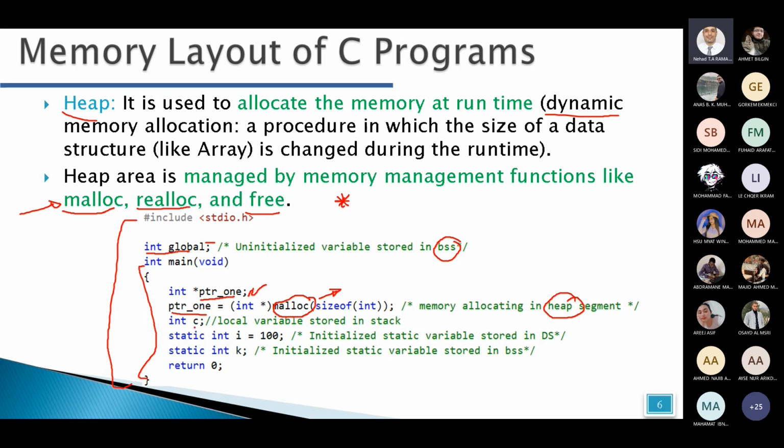Look at this one, integer C. C is a normal variable, a local variable. A local variable will be stored in the stack.